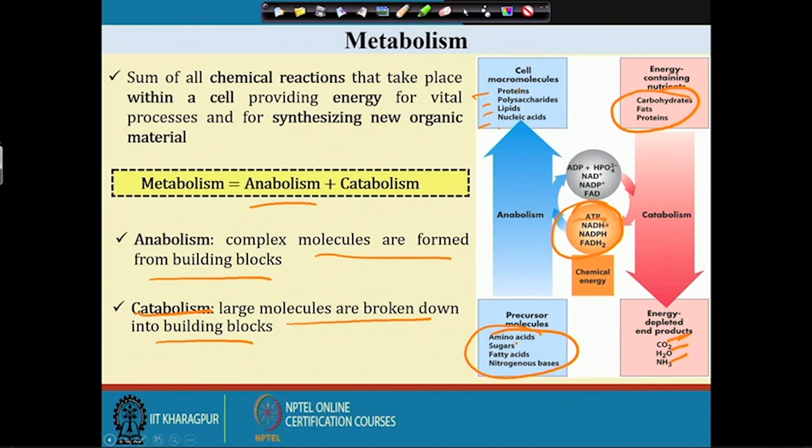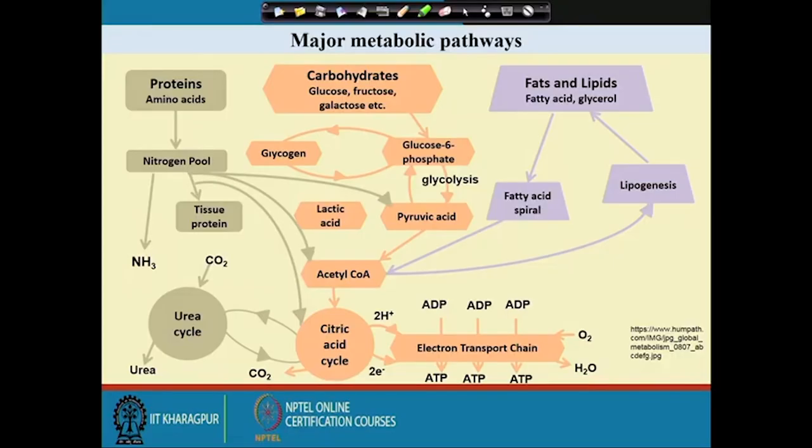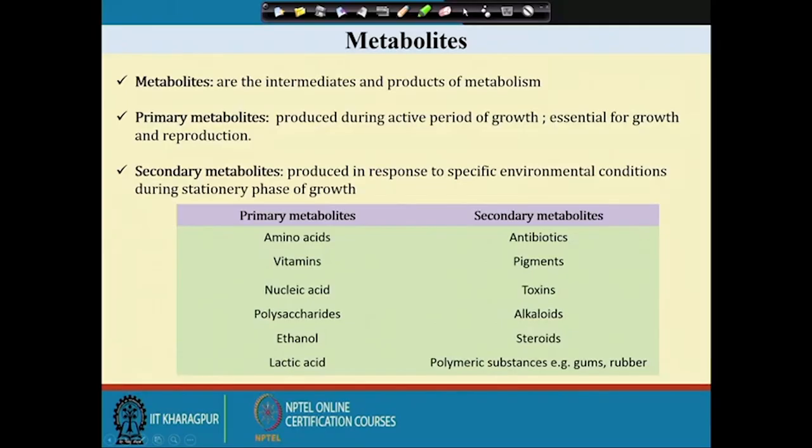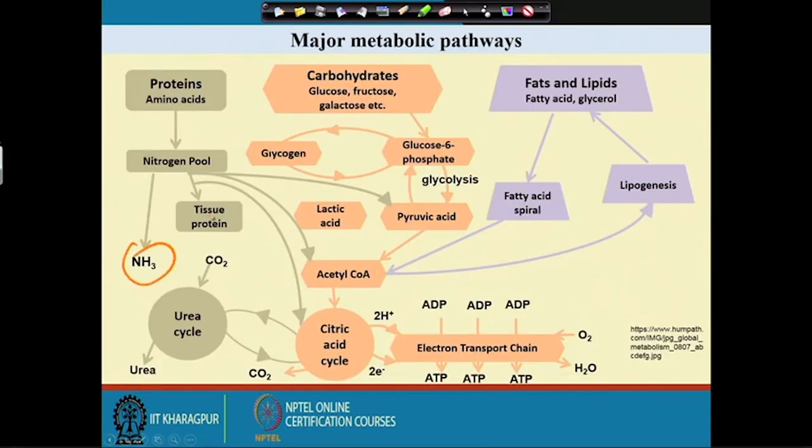In the process we produce some energy molecules. These energy molecules are ATP, NADH, NADPH and FADH2. These are used as a currency of energy, because as per our body requirement, we use this energy for our day to day use. Now, the major metabolic pathways are like this: first we have protein molecules, which when degraded go to the nitrogen pool, and then form ammonia. Ammonia is formed, and tissue protein also forms, and then carbohydrate.